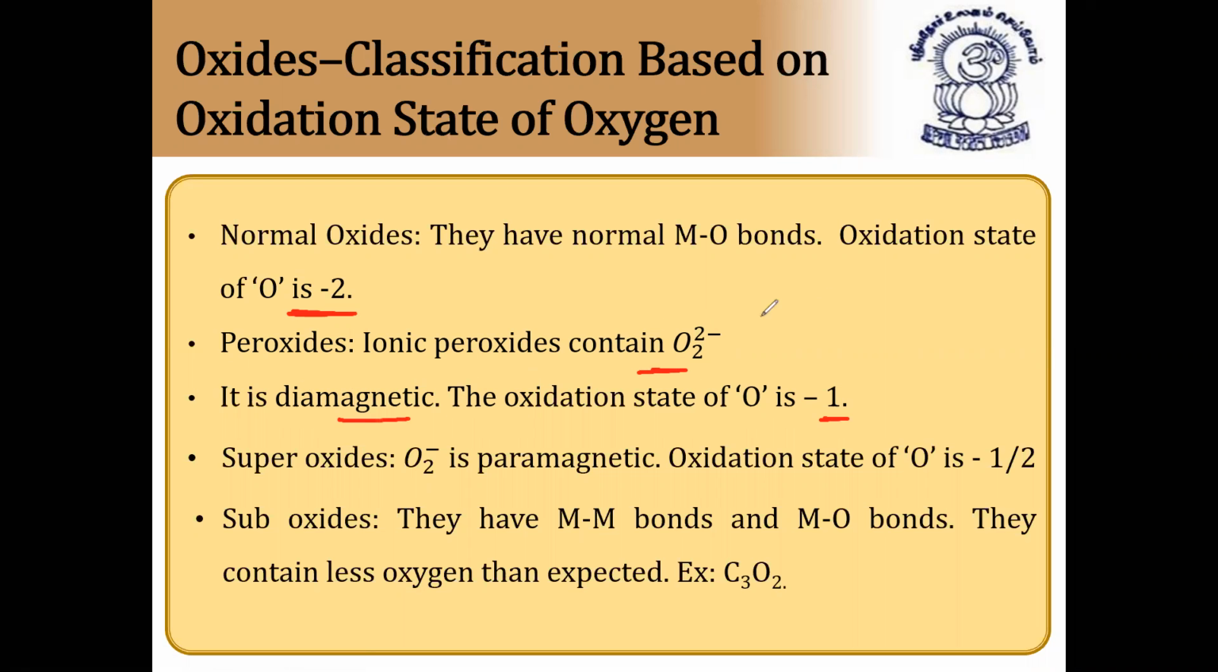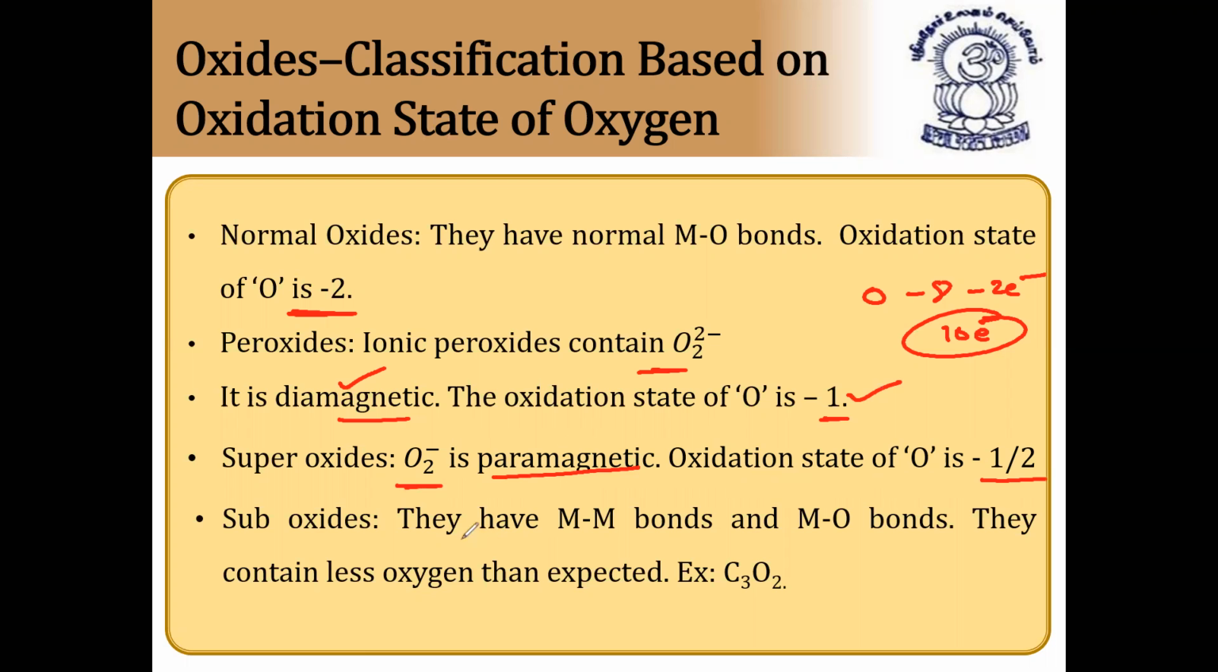It is diamagnetic because the oxygen atom has 8 electrons. It is gaining 2 electrons, which means it automatically becomes 10 electrons. So it is all paired up, due to which it is diamagnetic. And the oxidation state of oxygen is -1 in peroxides. Superoxides contain O2-, which is paramagnetic. In superoxide, it is nothing but O2-. O2- is paramagnetic in nature. Oxidation state of oxygen is -1/2.